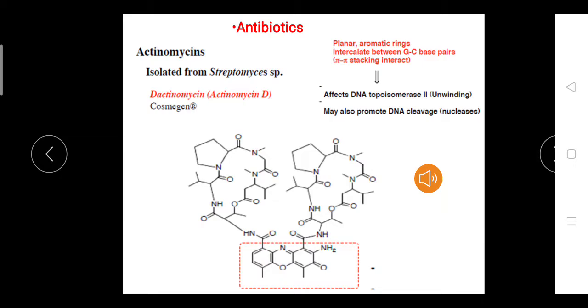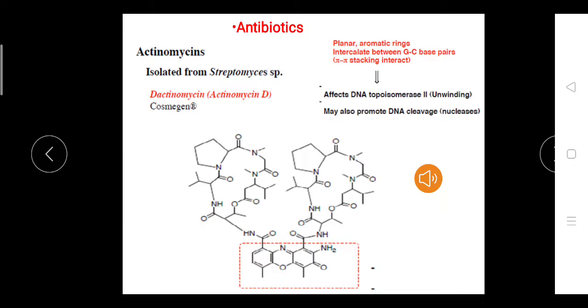Now we proceed for the next class under anti-cancer, that is antibiotics. The anti-cancer antibiotics are the drugs that affect DNA synthesis and replication by incorporating into DNA or by donating electrons, which results in the production of highly reactive superoxide, an oxygen compound, that causes breakage of DNA strands.